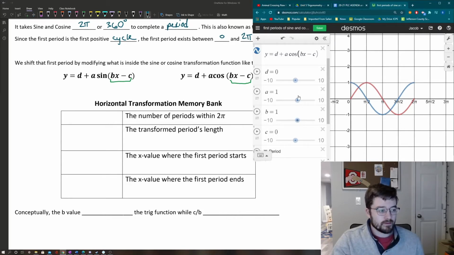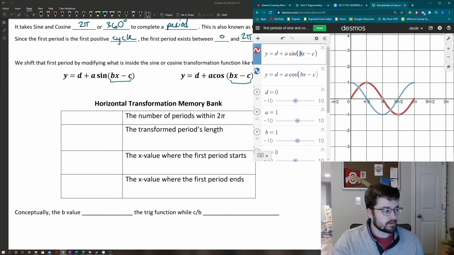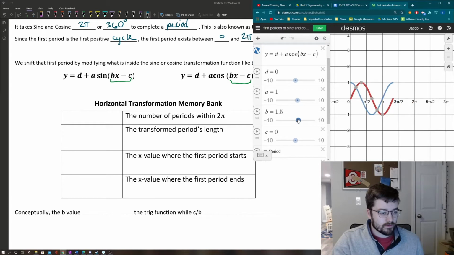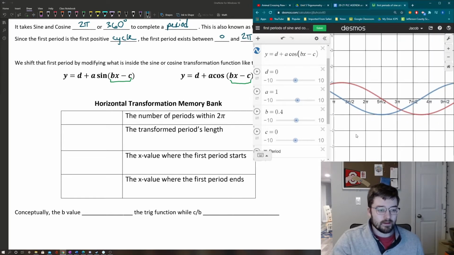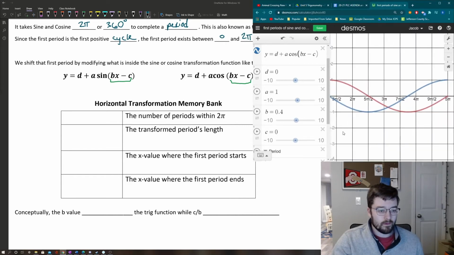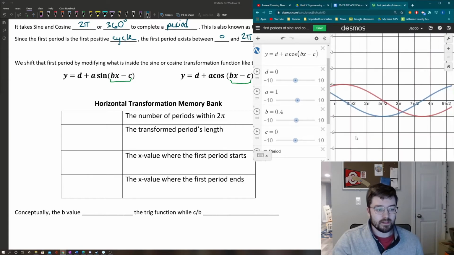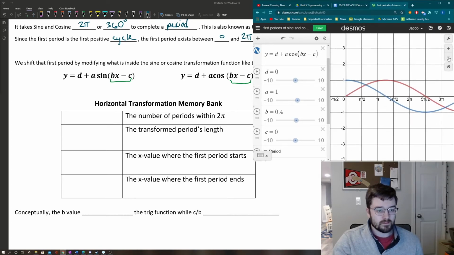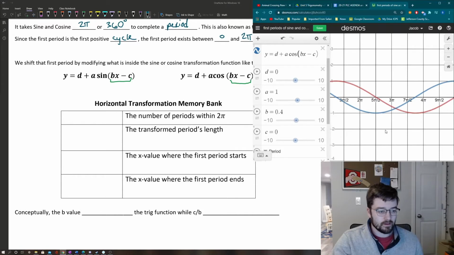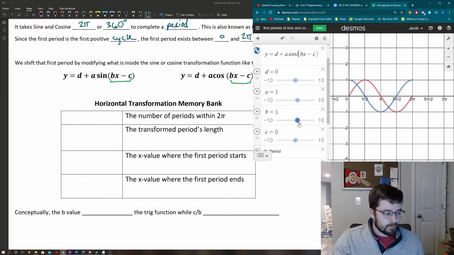But our b value, you can see it's right here next to x. That is going to horizontally shrink if we have a lot of them, and it will stretch if we have a fraction of those b values in our trig function. You can see that whole function, that whole first period stretches out to be 5 pi. So it takes 5 pi units to complete a first period. You can zoom out to see that in its entirety. So that's what B will do.